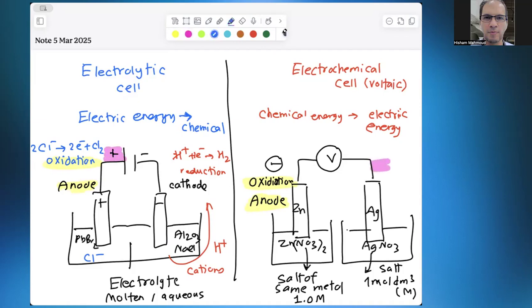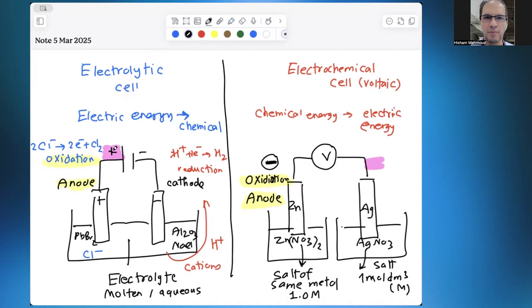So here the negative is called the anode. Here the positive is called the anode. The cathode is the negative here, but here the cathode is the positive. Okay, so at the cathode, the reduction happens.